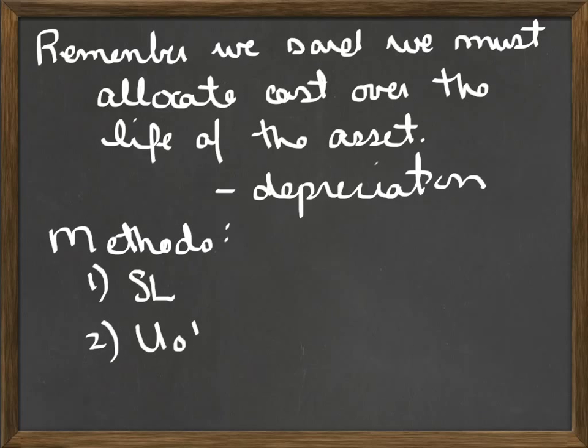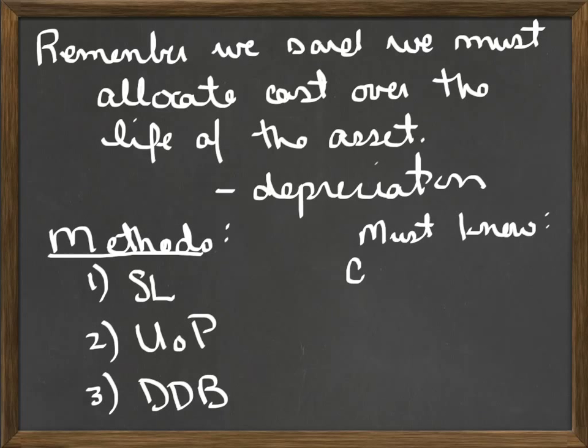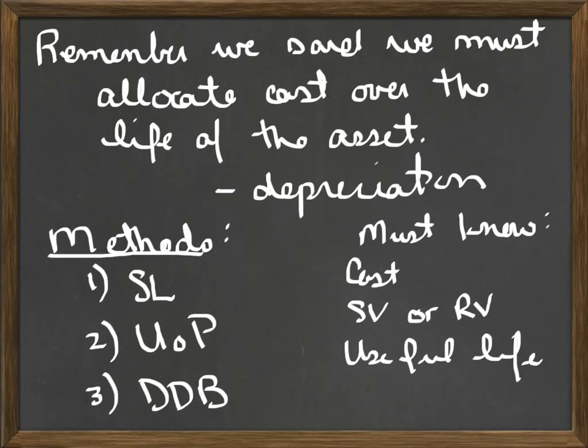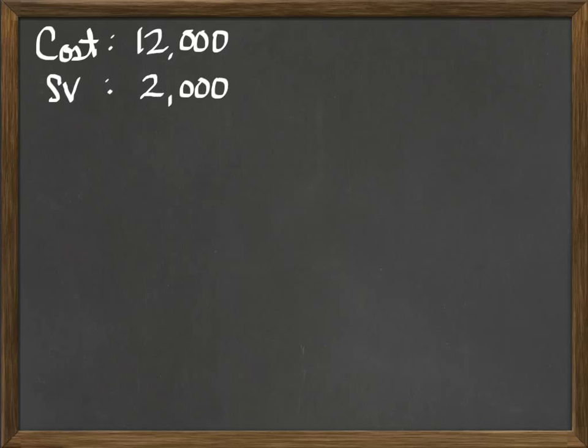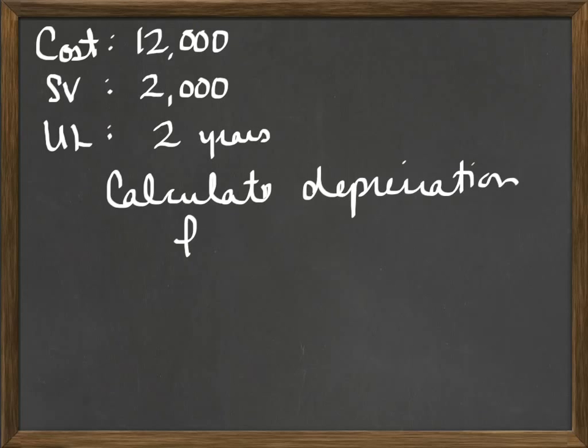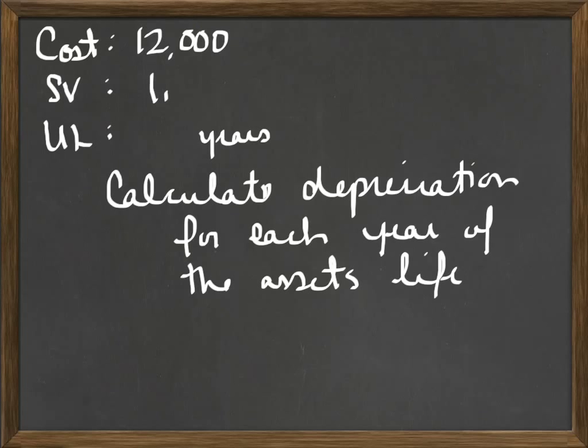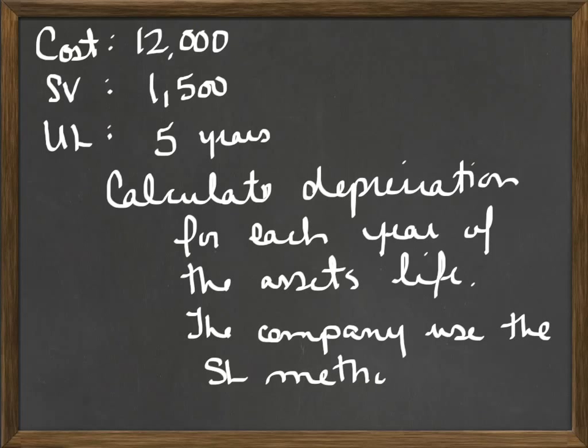We called that depreciation, and we said there were three methods: straight line, units of production, and double declining balance. And we said we needed to know three things: the cost, the salvage value, and the useful life. Again, now we're going to focus on just the units of production method. Remember we said the cost was $12,000, and then I think we said the salvage value was $1,500, and it had a 5-year useful life.